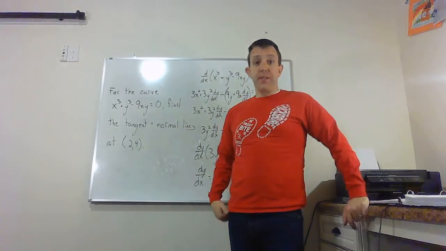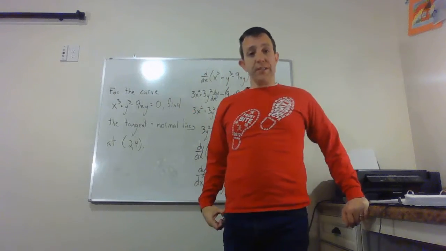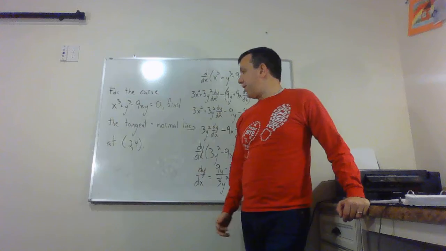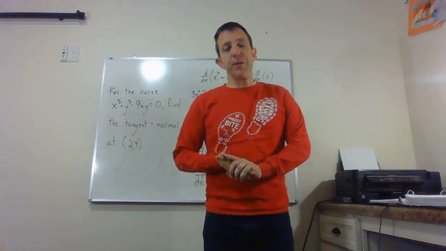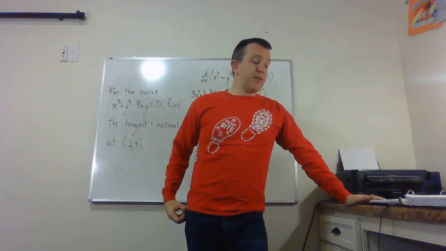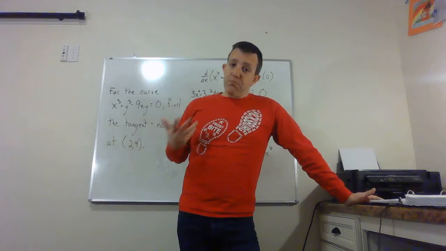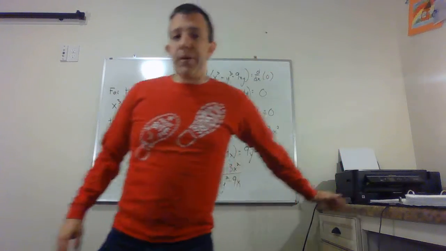All right, so let's look at this example. For the curve x cubed plus y cubed minus 9xy is equal to 0, find the tangent and normal lines at the point (2, 4). So on this board, we're going to do all the work to get the derivative taken care of, and then on the next board, we'll worry about the tangent and normal lines, which are really pretty easy once we have the derivative taken. So here we go.